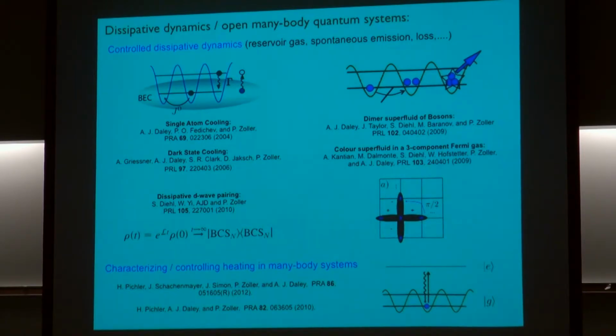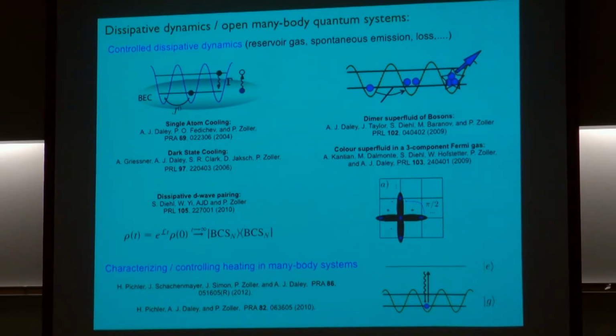There's, of course, another set of dissipative processes that people just try to avoid, but that are becoming more and more important to properly understand in these experiments. And that is essentially dissipative processes associated with heating in optical lattice experiments. And it's becoming more and more important to really understand how to characterize and control heating in these experiments. And it's that side of dissipative dynamics that I would like to focus on primarily in the rest of the talk today. So why is this becoming so important?